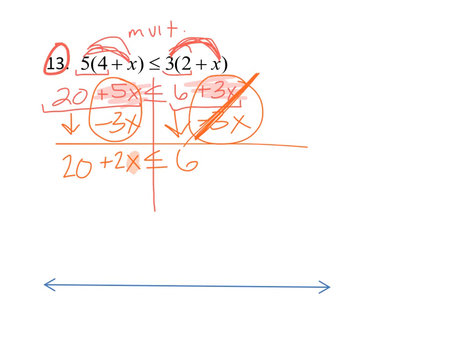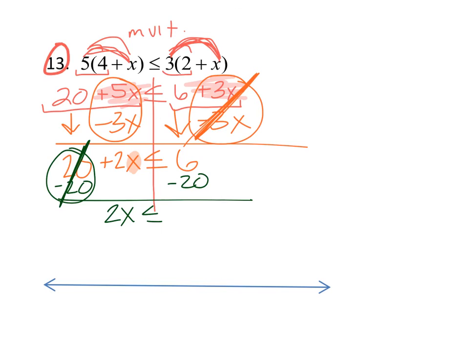Still focusing on the x value, we need to move that 20 next, so that's a positive 20. Let's subtract it over on both sides. So 20 minus 20 is 0. We've got a positive 2x is less than or equal to. And then 6 minus 20 is negative 14. Finish up by dividing by 2.